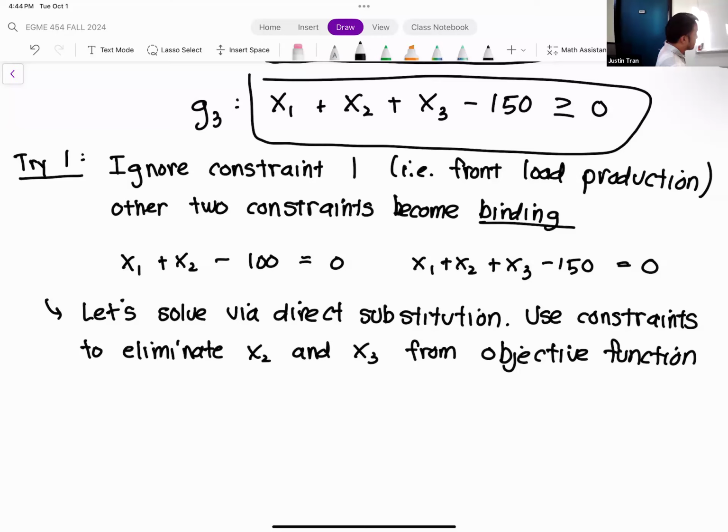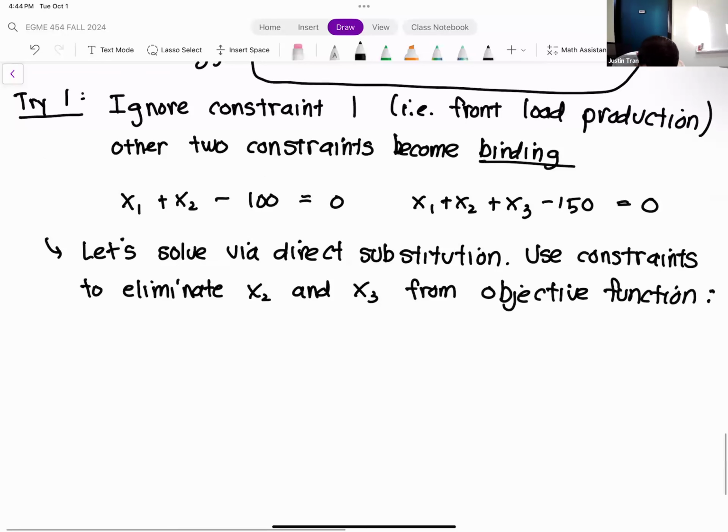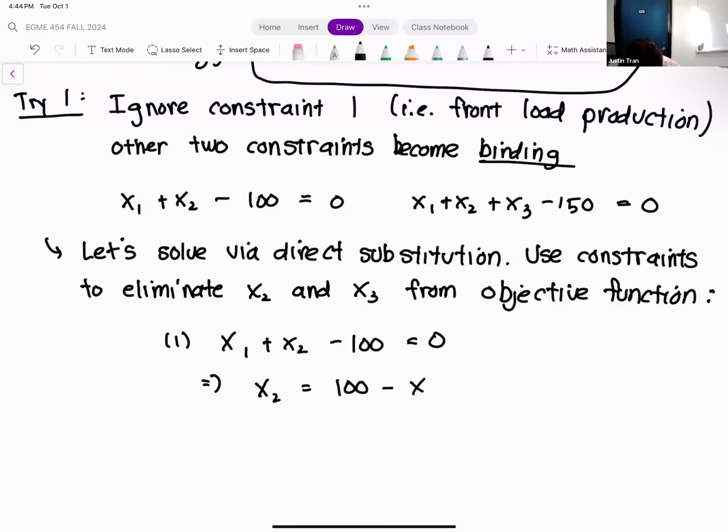So let's solve the first constraint for X2. Our first constraint in this part right here is X1 plus X2 minus 100. Let's solve this for X2. So I'm going to move 100 and the X1 to the other side of the equation. And what we get from that is X2 is equal to 100 minus X1.